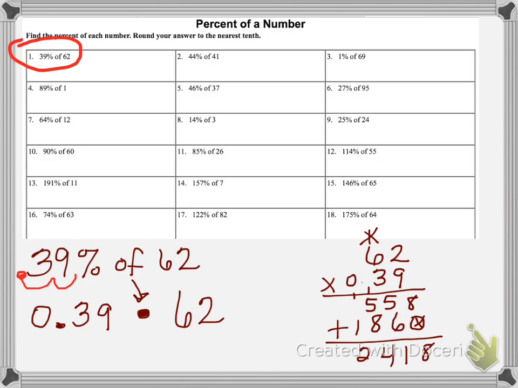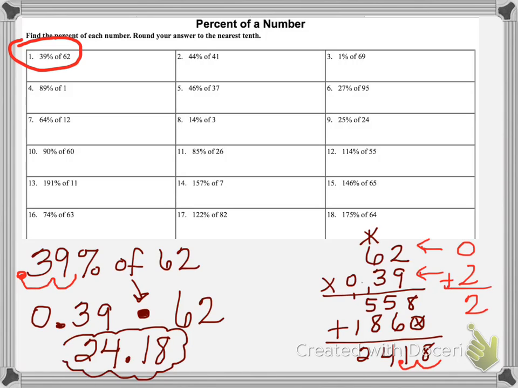Now, you cannot forget to put your decimal point in the answer. So over here, I have 0 decimal places. Here I have 2. So in my answer, I should have 2 decimal places. So starting from the outside, I move 1, 2 decimal places. And so my answer here is 24 and 18 hundredths, 24.18. And then you always circle your answer.